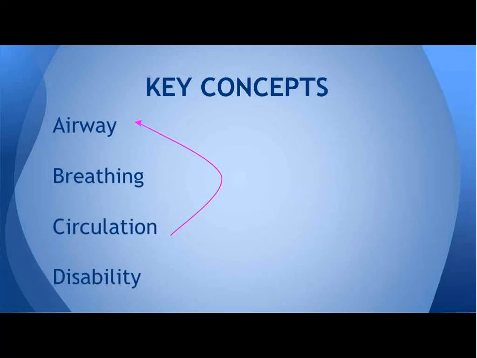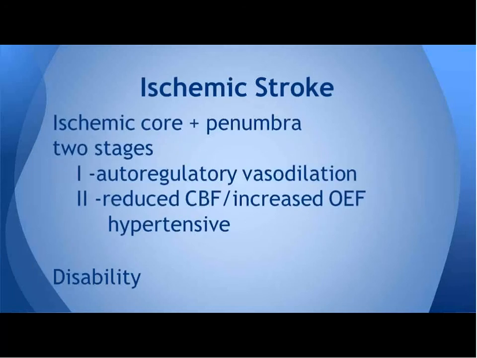So circulation, I would actually even move up to the top, even though it's easy to remember ABCs. But circulation, make sure that you have addressed those issues first and foremost. Since we're really geared towards discussion about subarachnoid hemorrhages, I'll just quickly gloss through ischemic stroke.